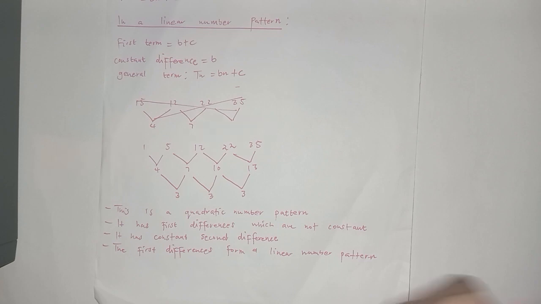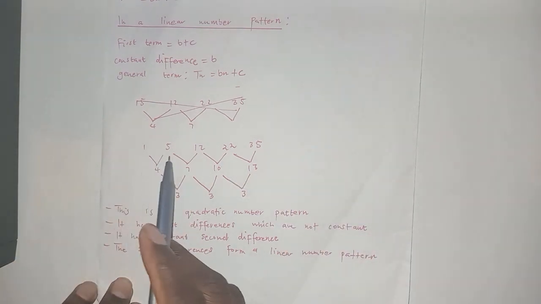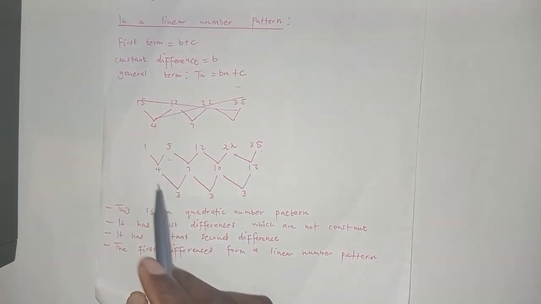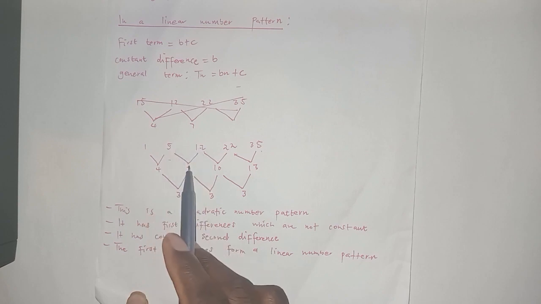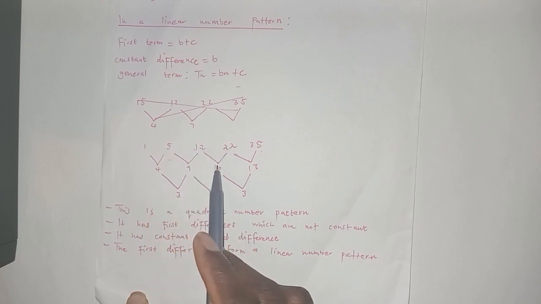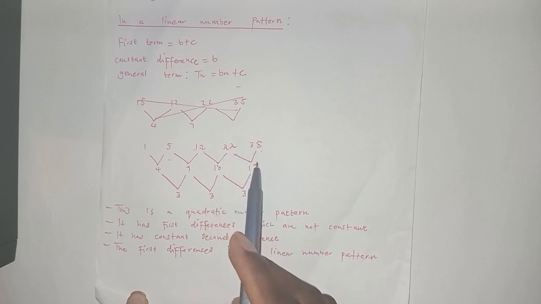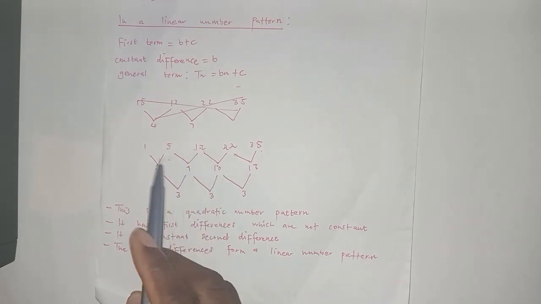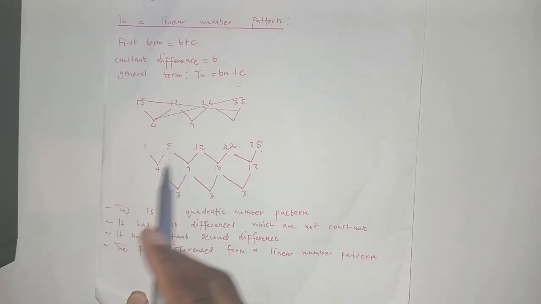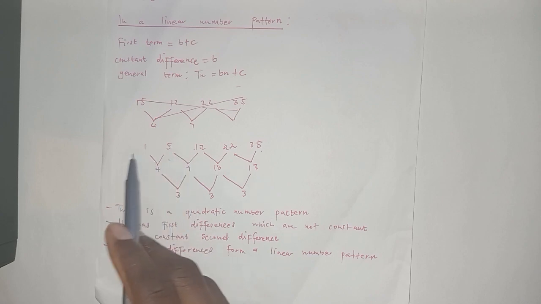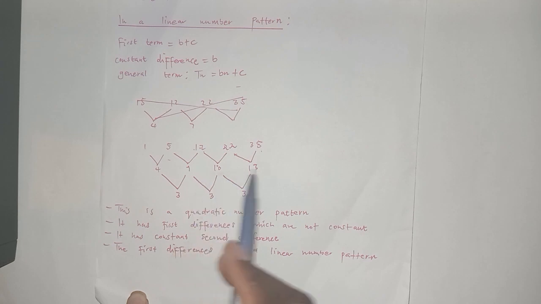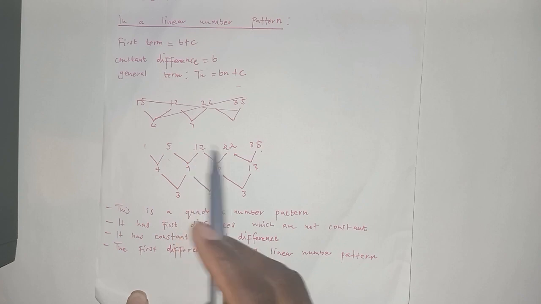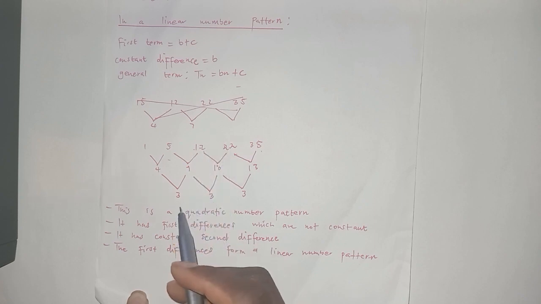we have this number pattern over here: 1, 5, 12, 22, 35. As you can see, the difference between this number and that number is 4, then 7, then 10, then 13. Can you see that there's no constant difference here? So we cannot have a linear number pattern there, because we cannot have Bn plus C when there's no constant difference.